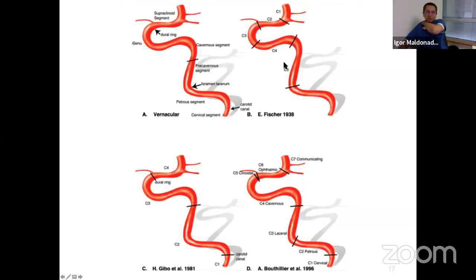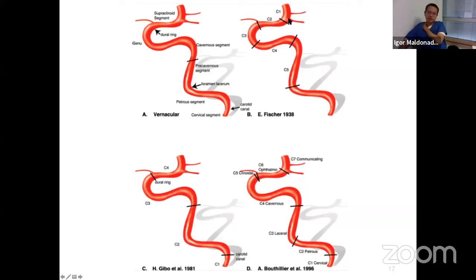As soon as the ICA penetrates the carotid canal, you have the petrous segment, and you may also talk about a lacerum or precavernous segment. And then when it enters the cavernous sinus, it curves, and you have this horizontal and vertical portion inside the cavernous sinus. And then the anterior clinoid is here, and you have this supraclinoid portion. So the carotid artery is getting inside the subarachnoid space and is also getting trigeminal innervation. This Fisher classification is very well accepted in the radiological domain.